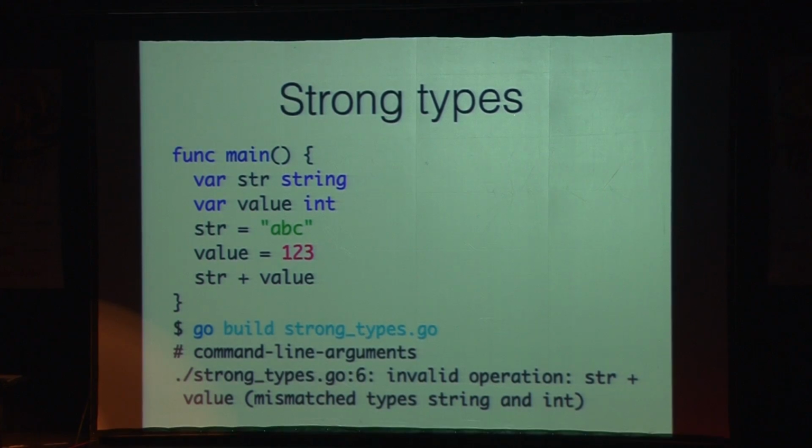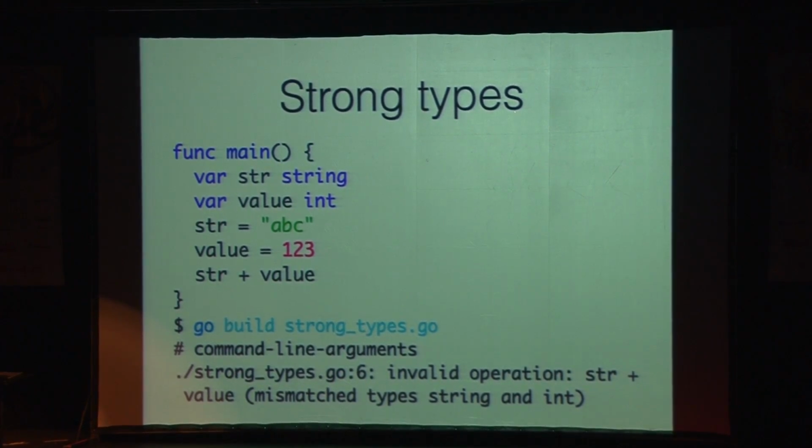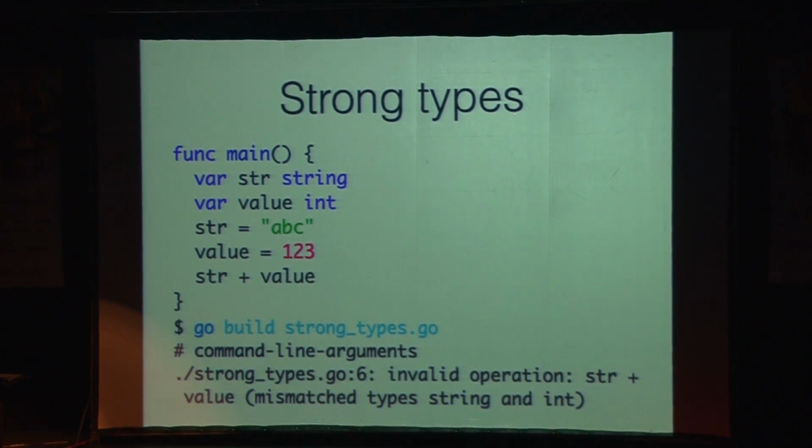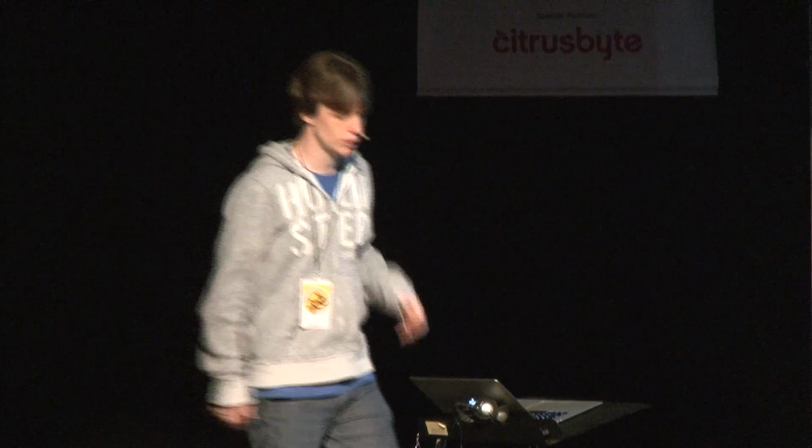Go has strong types like Ruby. If you try to do an operation on two variables that have different types, the compiler is going to raise an error, saying, hey buddy, you're trying to concat a string into an integer, in this case. It's going to say, hey, these types don't match, it's mismatched. So like Ruby, the compiler does some checks and sees if the variables match.